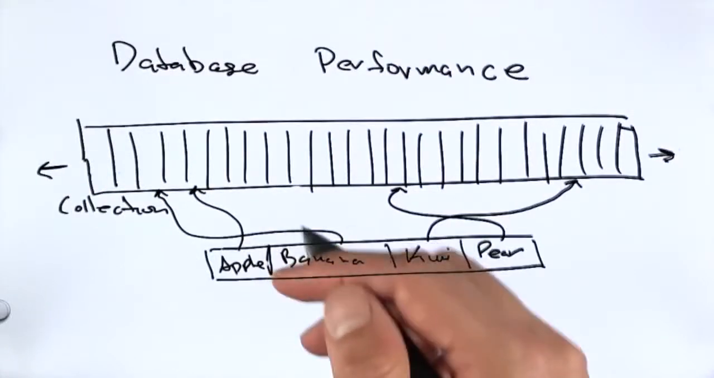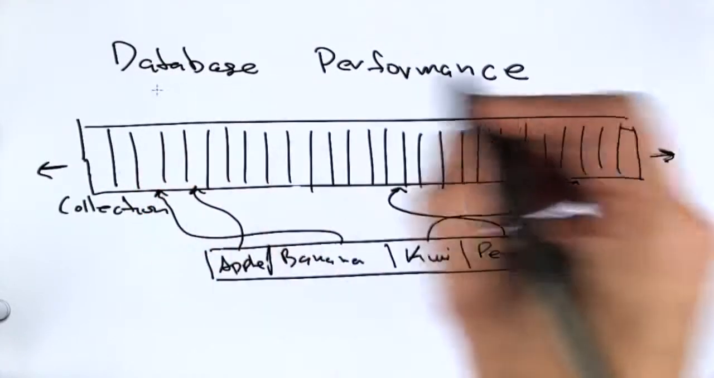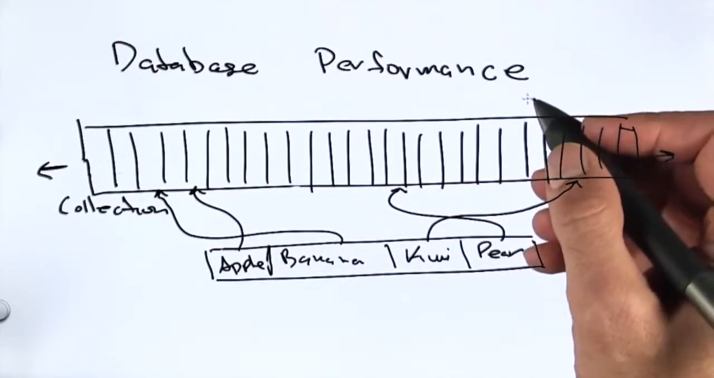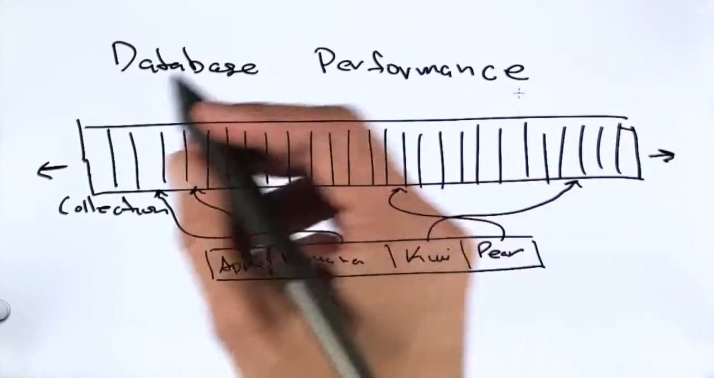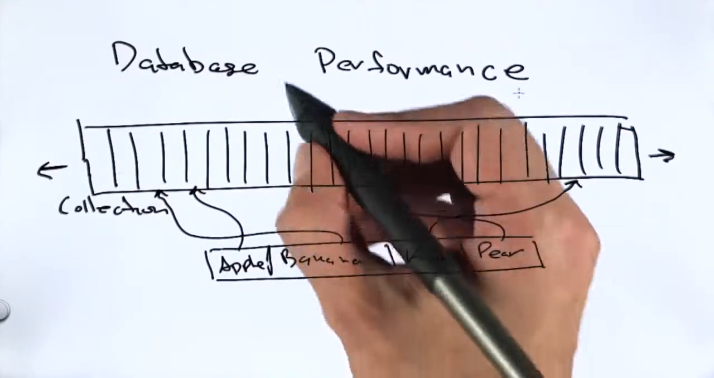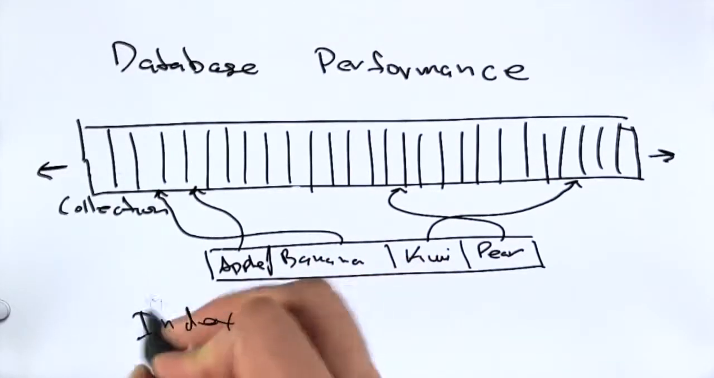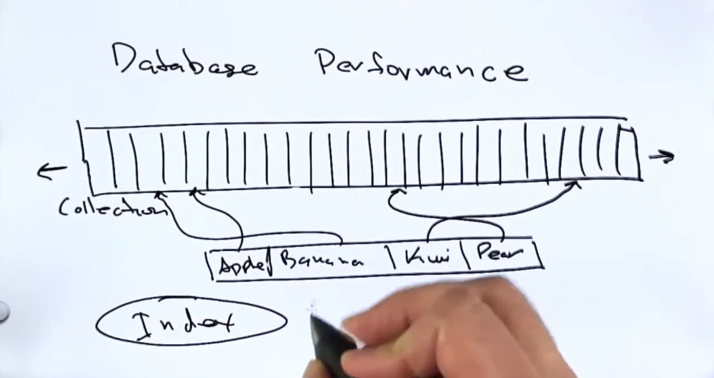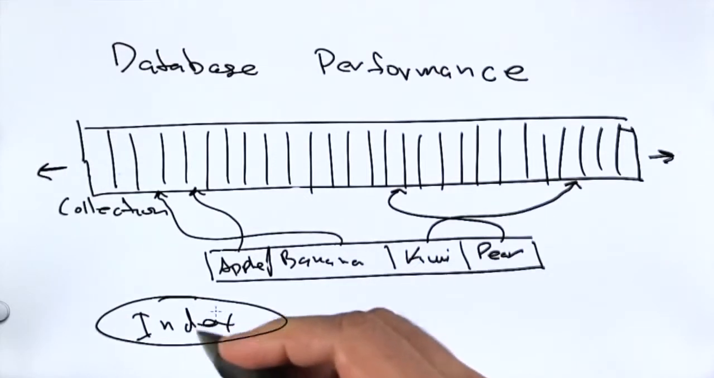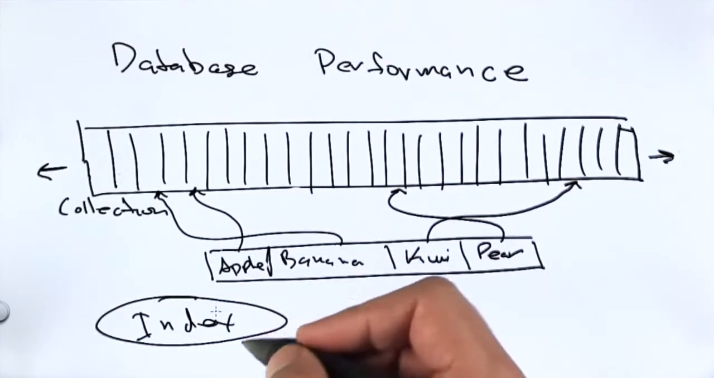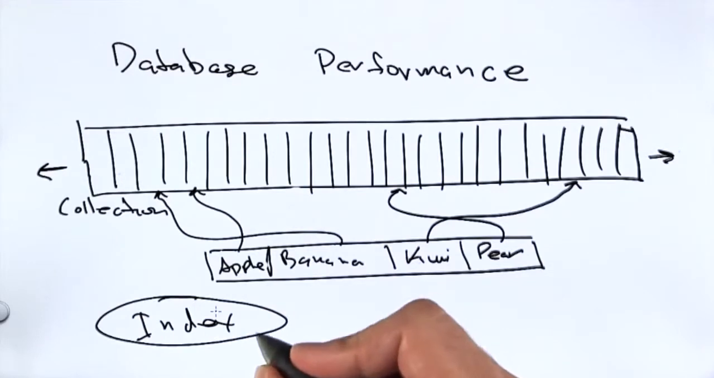Let's talk about database performance. Database performance in MongoDB is driven by pretty much the same thing that every database is driven by, which is: are you going to use an index to resolve your query or not? So indexes turn out to be the single most important factor in database performance in MongoDB and in relational databases.